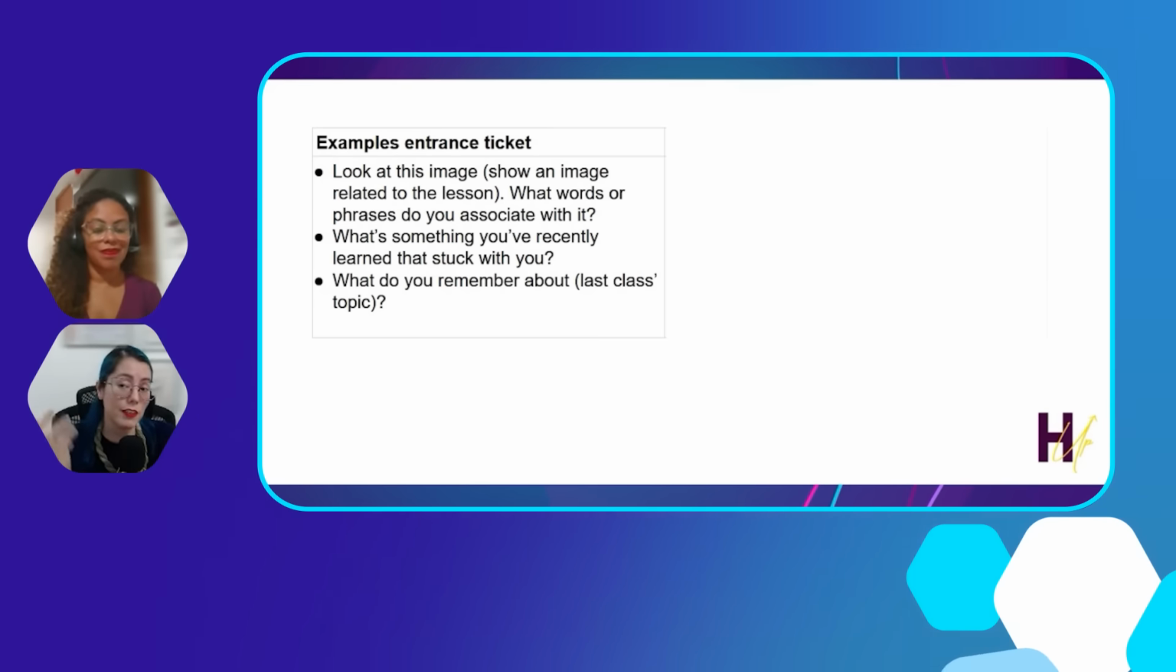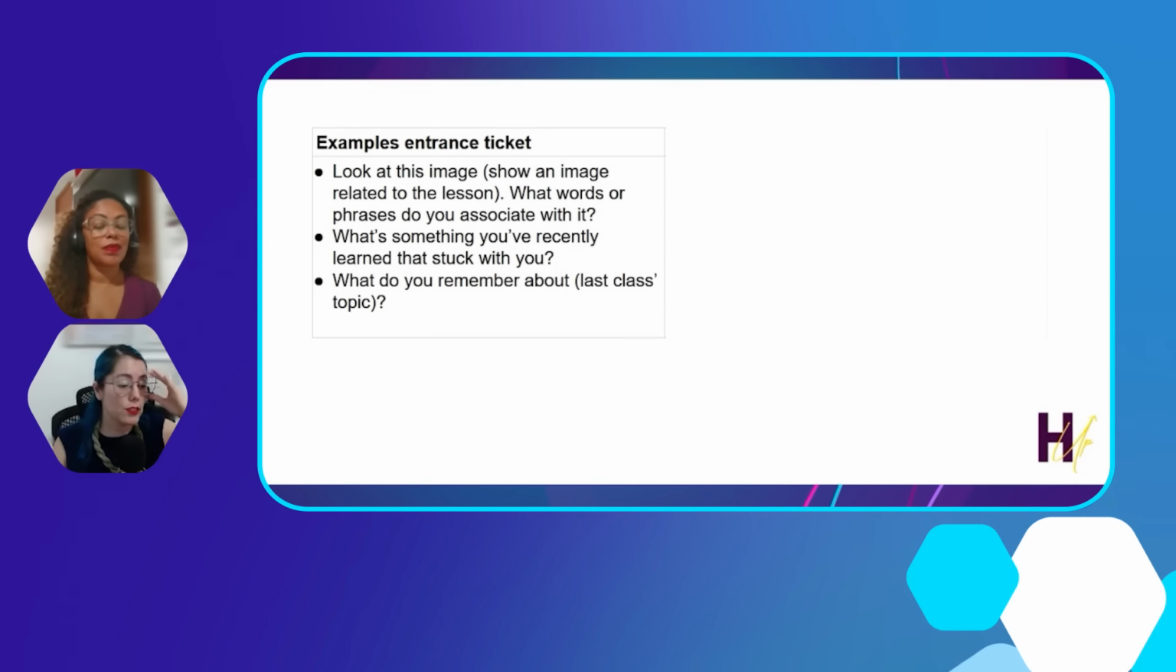Okay, and they're very good if you're waiting for other students to do them. So you could bring an image that is related to the lesson, of course, and ask what words or phrase do you associate with it? What's something you've recently learned that stuck with you from past classes? What do you remember about last class topic?